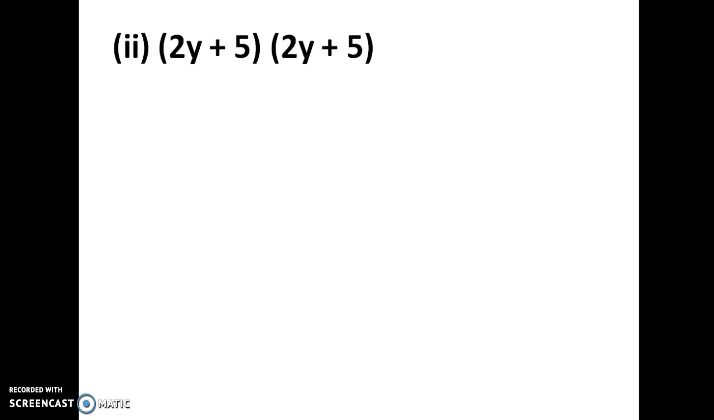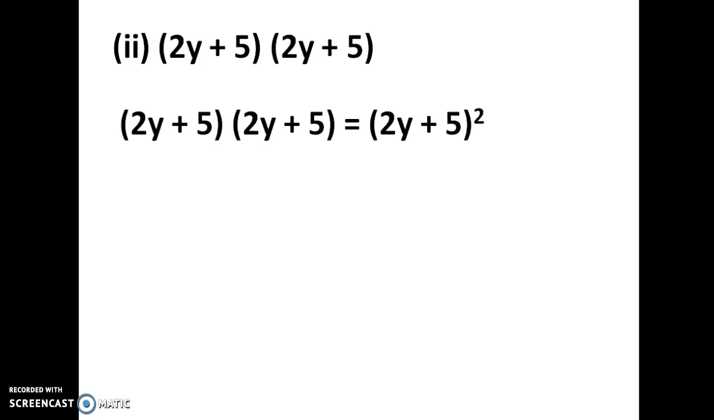2y plus 5 into 2y plus 5. A very similar problem. You just have to find out which identity, which form it is. Here you have plus in between.